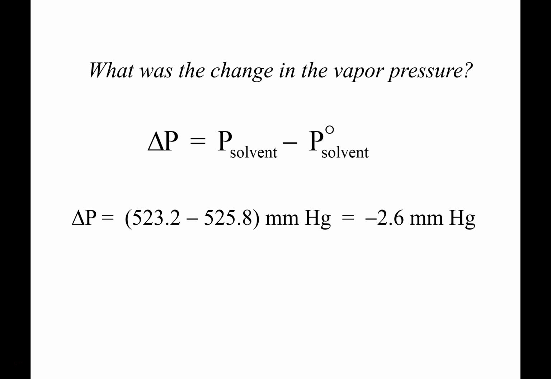So if we add more and more glucose, then that means the mole fraction of your water is going to go down, and that means that your equilibrium vapor pressure will be even lower. It all makes sense. Not everything in science makes sense to me. All right.